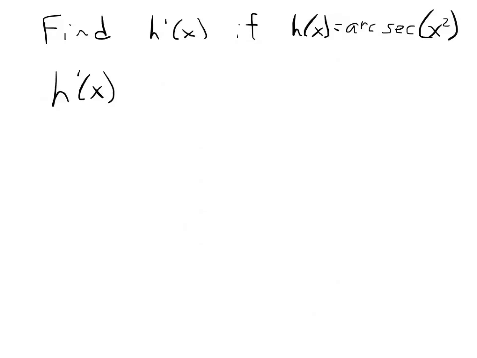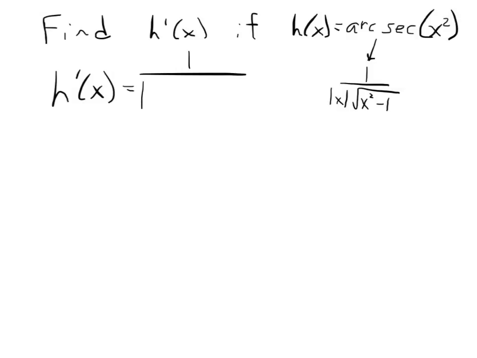So when you're finding the derivative of arc secant, if you remember, arc secant of x is supposed to be 1 over the absolute value of x times the square root of x squared minus 1. So when you have arc secant of x squared, that x squared is going to replace all of the x's in your derivative. And in some sense, that's the way that all of these things work, but I'll specifically mention it here. So this derivative will be 1 over the absolute value of x, which is x squared, times the square root of x squared squared minus 1.